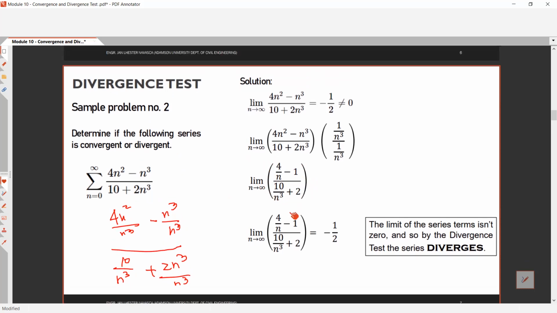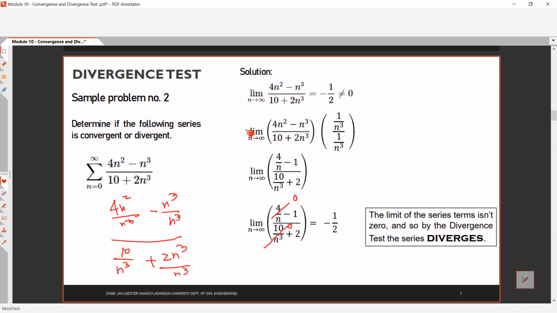So if we substitute n equals to infinity, okay, 4 over infinity, that is approaching to 0. 10 over n cubed, which is 10 over infinity, is also approaching to 0. Okay, so therefore, what you have left is negative 1 over positive 2. Therefore, that is negative 1/2. So by the condition of the divergence test, since the limit of the series is not equal to 0, therefore, the series diverges. Okay, so okay lang ba? May question ba kayo dito sa divergence test?